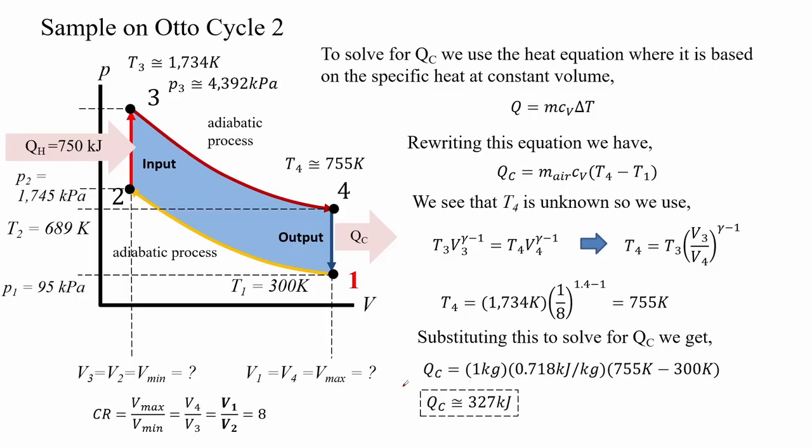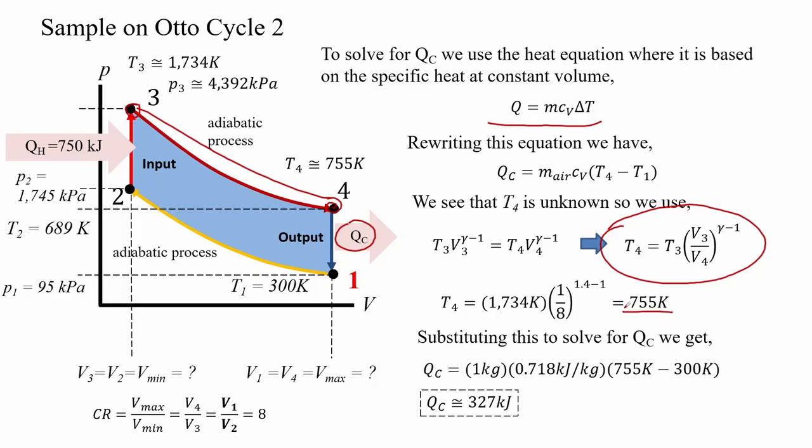To solve for QC we use the heat equation where it is based on the specific heat at constant volume. Rewriting this equation we see that temperature at point 4 is unknown. To solve this we use the equation here for an adiabatic condition at the process of 3 to 4. So, the temperature at point 4 is around 755 Kelvin. Substituting this, we get that the QC is about 327 kilojoules.